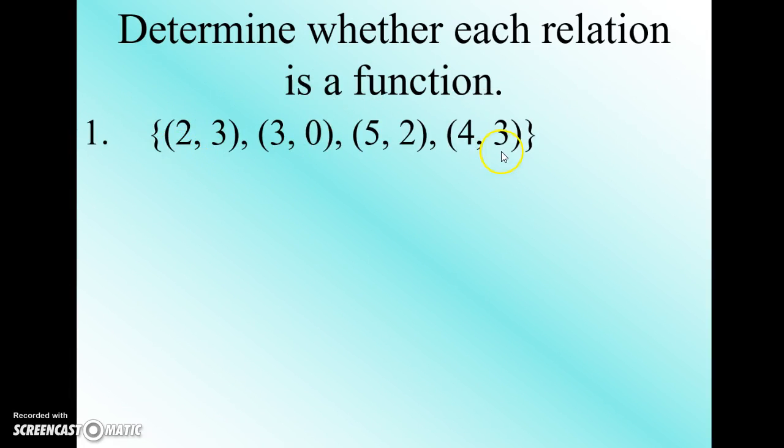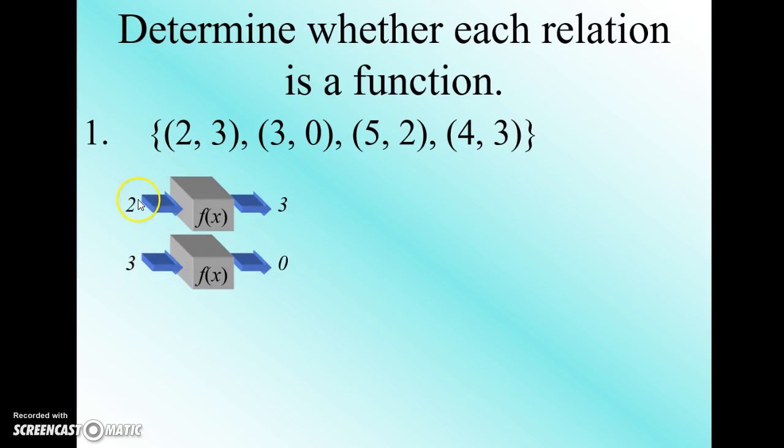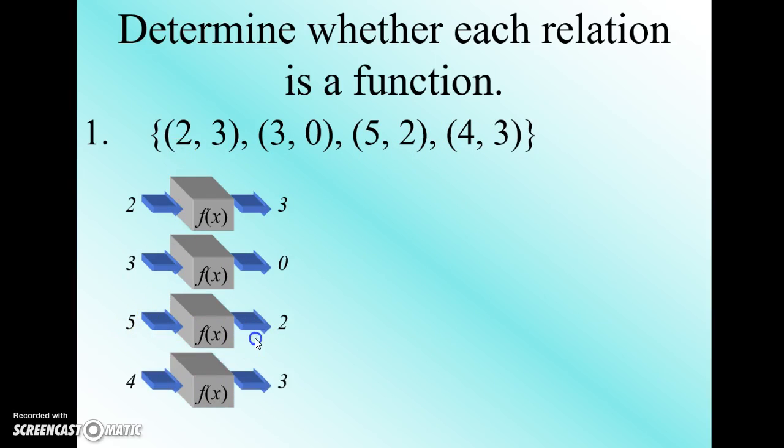Here you have some ordered pairs, some points. The domain would be your x values, so 2, 3, 5, and 4. The y would be your range: 3, 0, 2, and 3. Each x has to pair with only one y. For example, in this point, 2 goes with 3, and 2 does not go with any other numbers. I don't see another 2 in the x spot. 3 goes with 0. I don't see another 3 in the x going to another y. 5 goes with 2. 4 goes with 3. So yes, this is a function.